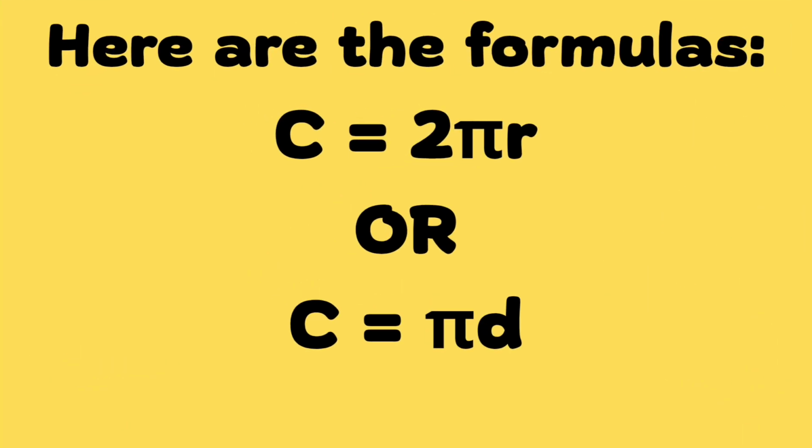The first one is if you're given the radius. You would do 2 times pi times the radius. If you're given the diameter, you can just do pi times diameter.